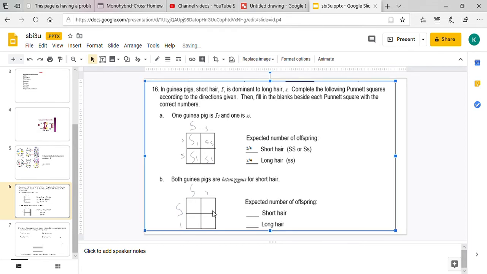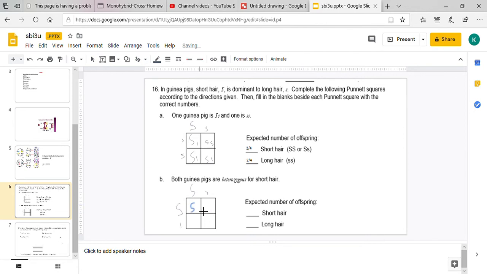Now let's check the possibilities for this. What you get in this case is an uppercase S and another uppercase S, and then you have an uppercase S. The dominant allele is always written first, and then a lowercase s, and you have an uppercase S and a lowercase s. And for the last one, I believe you have two lowercase s's.